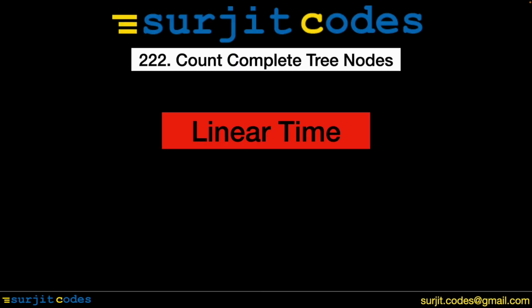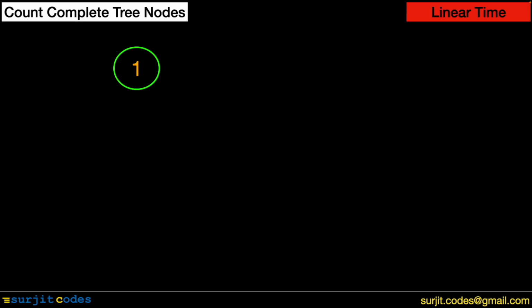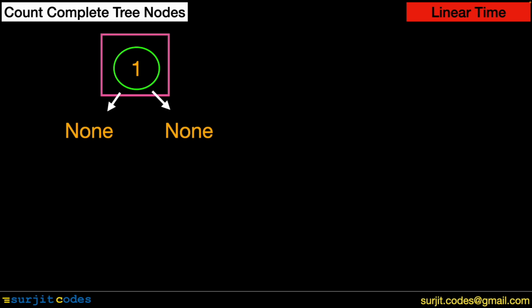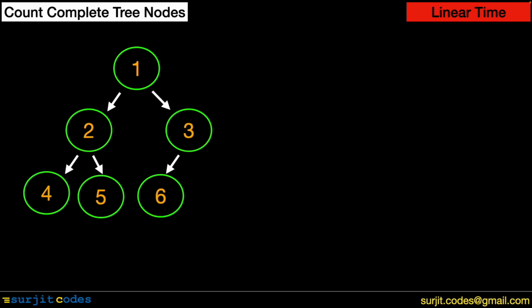In the first method, we will use DFS to traverse all nodes of the tree. Consider a tree with a single node. Here only root node is present. Number of nodes in the left and right subtrees are 0. So the tree has only one node. As there is only one level, the height of the tree is 1.